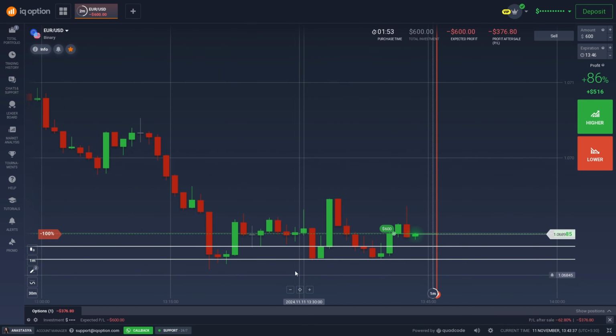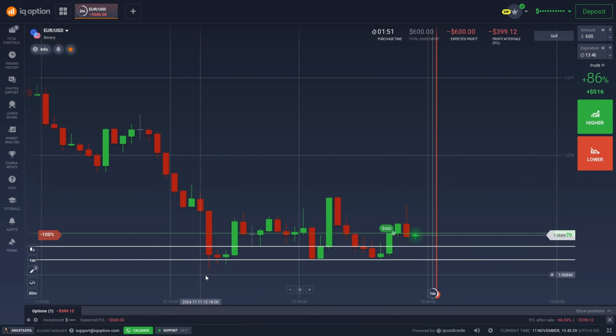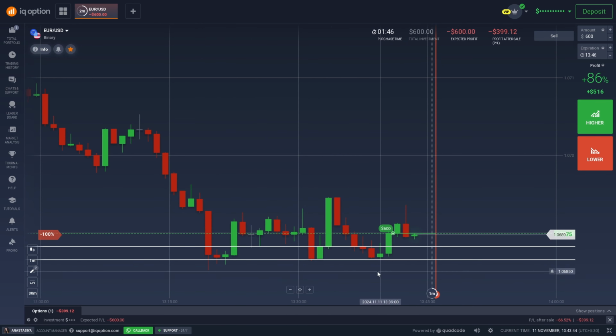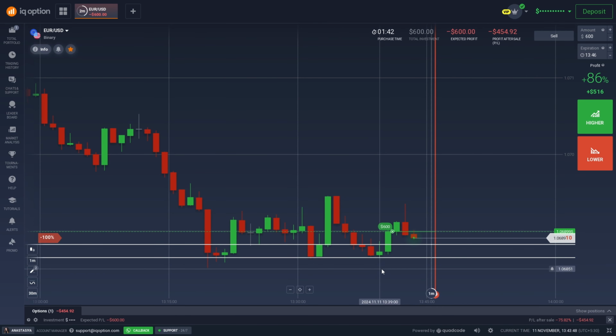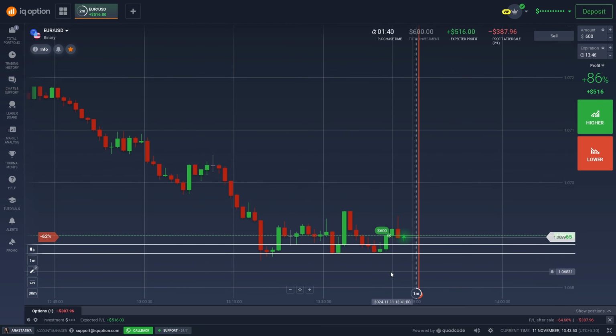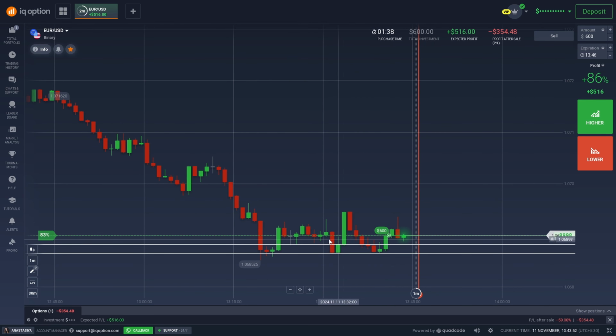In this case, the market created a triple bottom pattern. This is the first bottom, this is the second bottom, and this is the third bottom. And we know that a triple bottom pattern is a sign of reversal, and the pattern formed at a support level suggests only one thing, that yes, the market needs to go up.